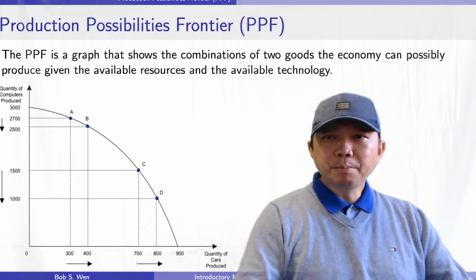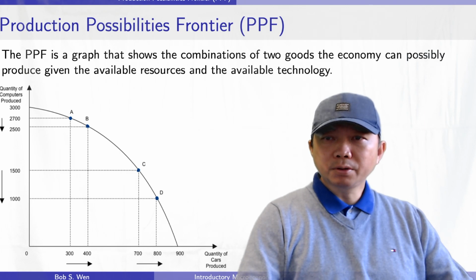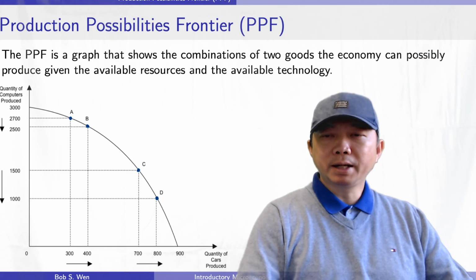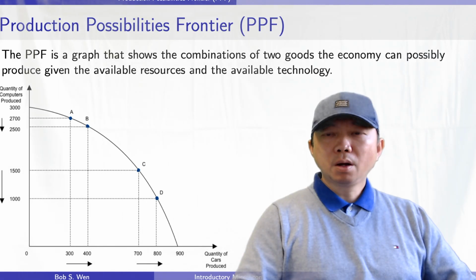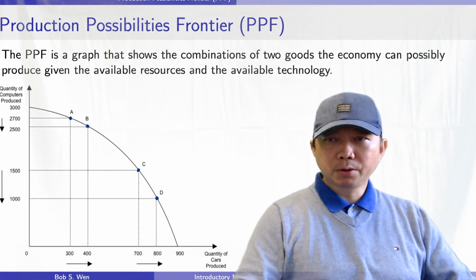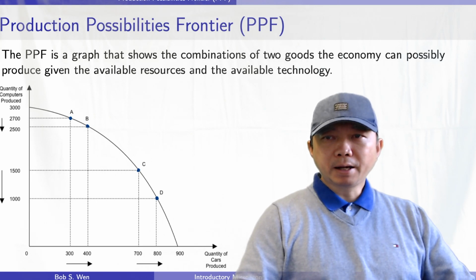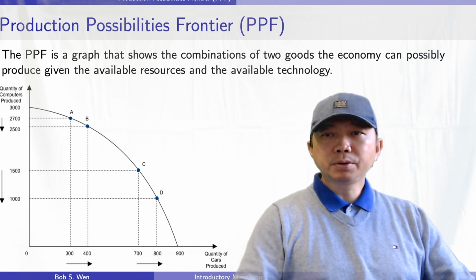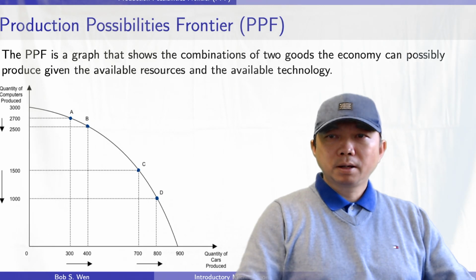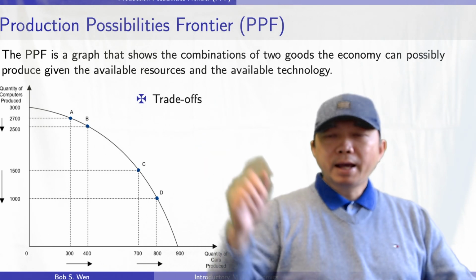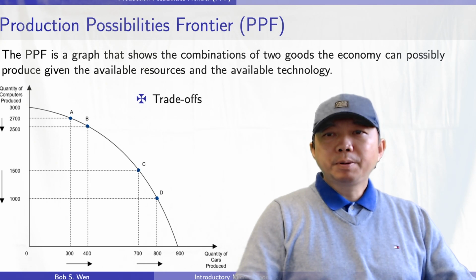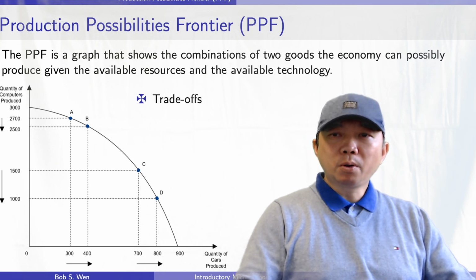For instance, it can produce 300 cars and 2,700 computers, as point A on the PPF curve, or by moving some of the resources from the computer industry to the car industry, the economy can produce 400 cars and 2,500 computers, represented by point B. The Production Possibilities Frontier curve is downward sloping. It summarizes the trade-offs an economy faces. It produces fewer computers if it makes more cars.